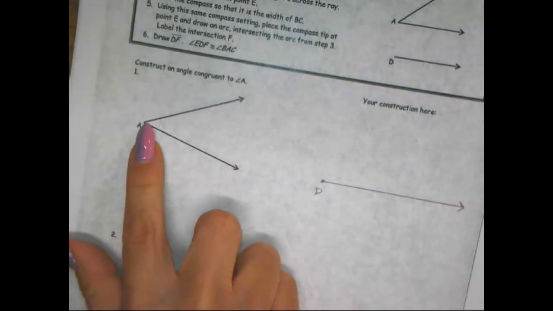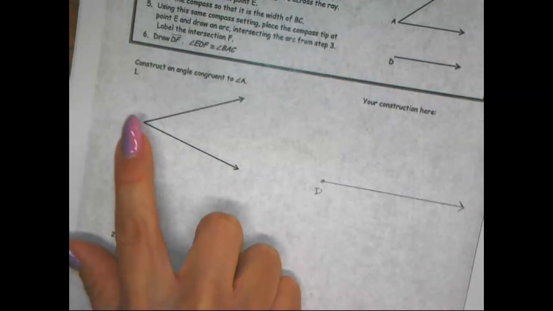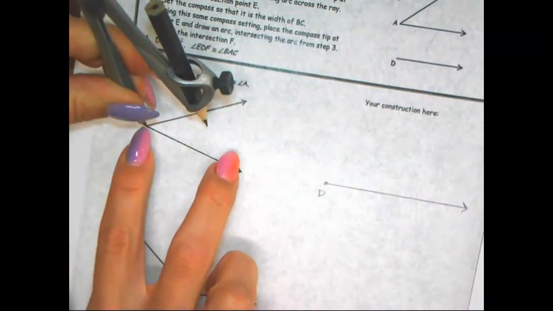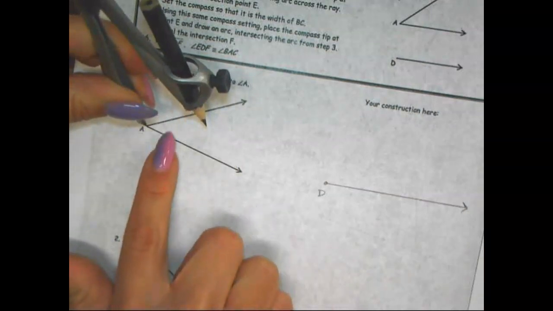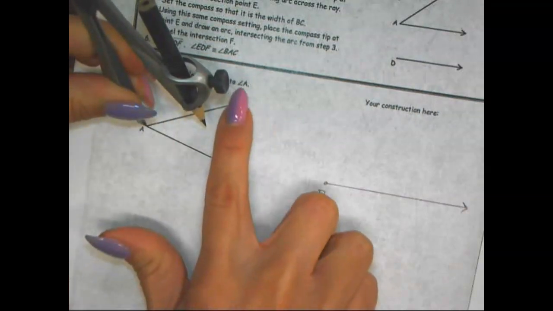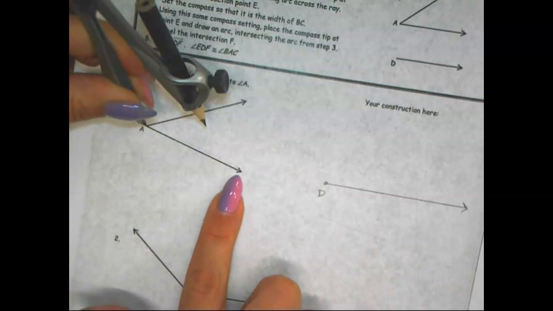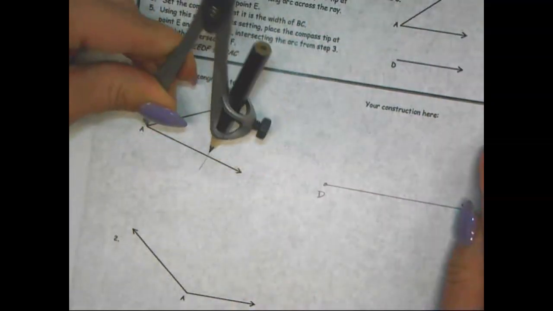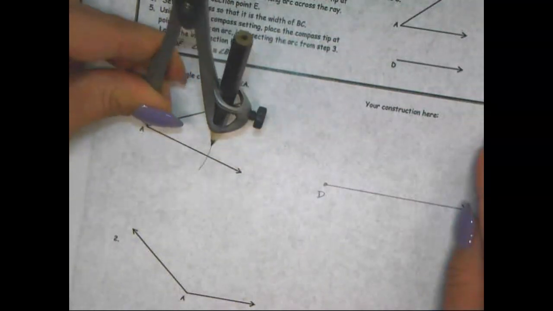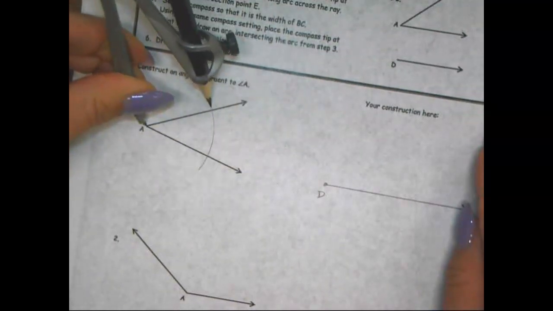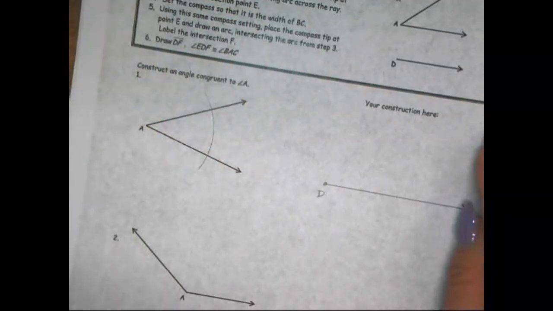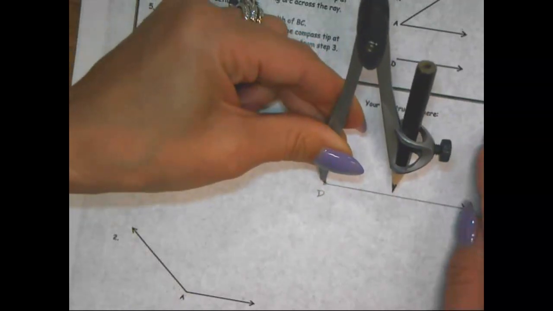All right, so I am going to put my compass on A, and what I need to do is draw an arc across, somewhere across this angle. So I don't want it to be super close to the vertex. I don't want it to be way out here interfering with those arrows. I want it to be somewhere in between. I'm just going to make one big arc across. You can make one here and one here, like two little marks, or you can just go all the way across.